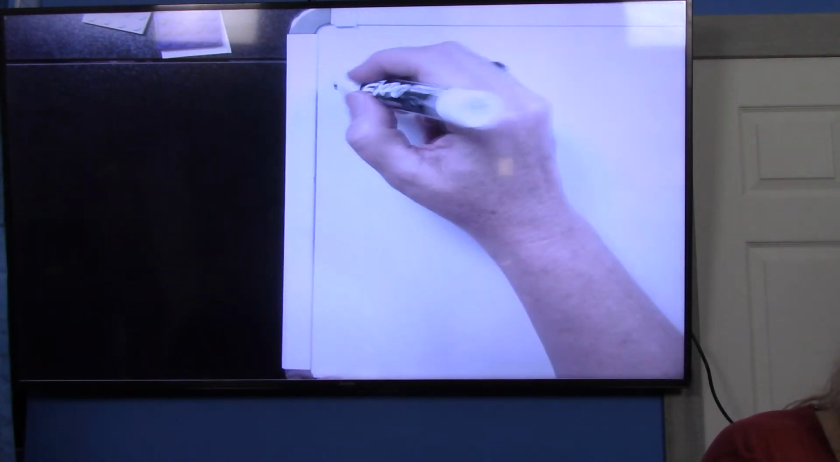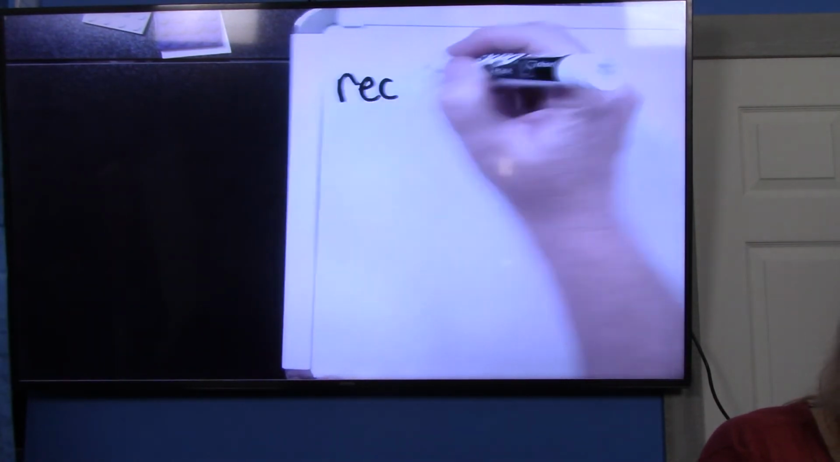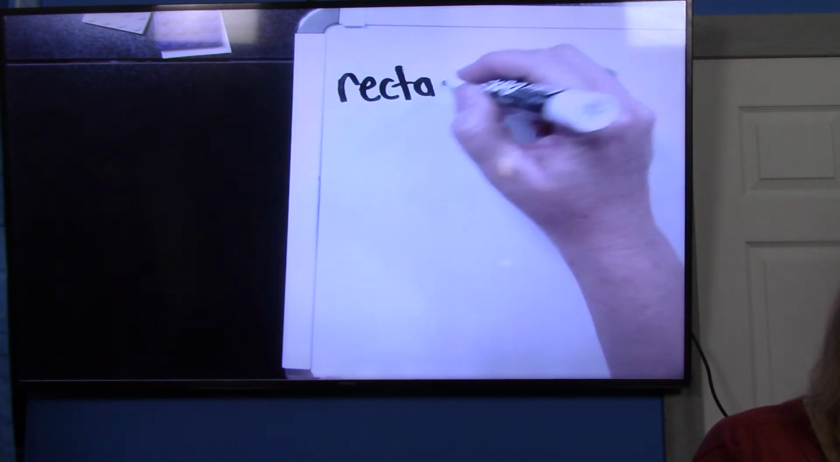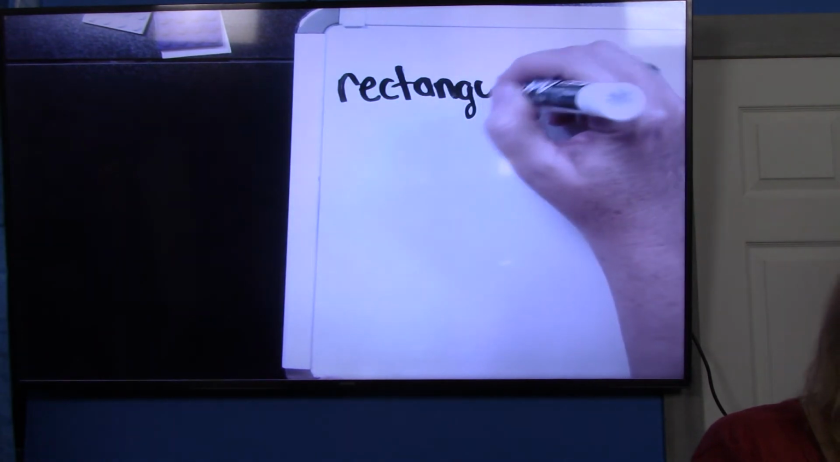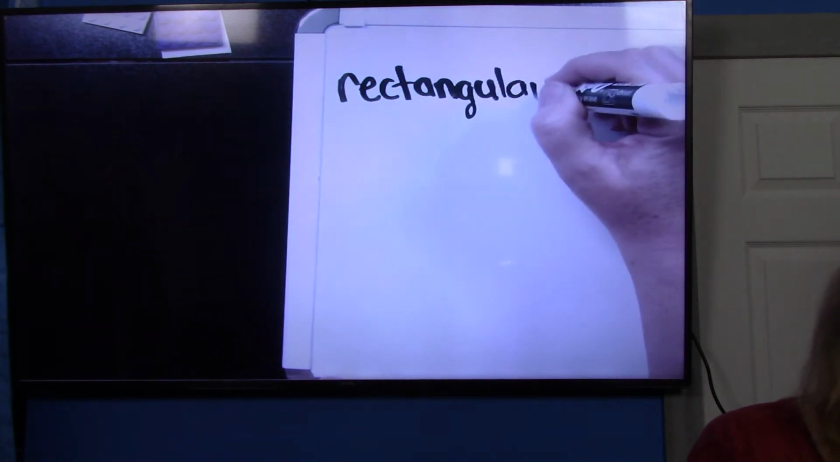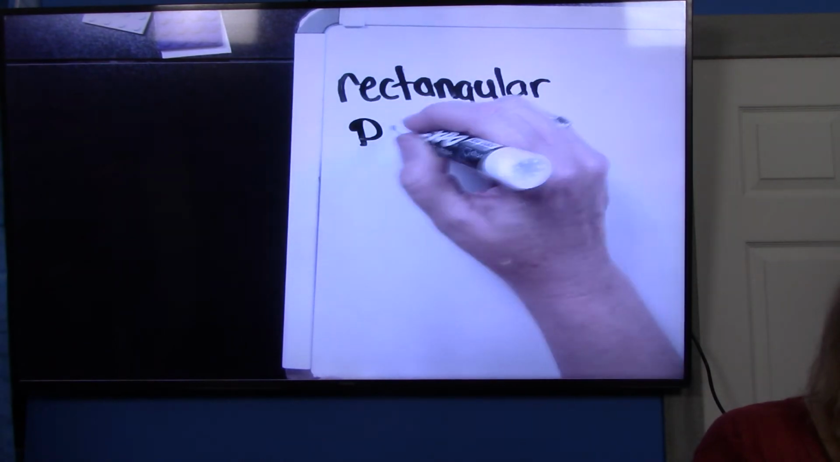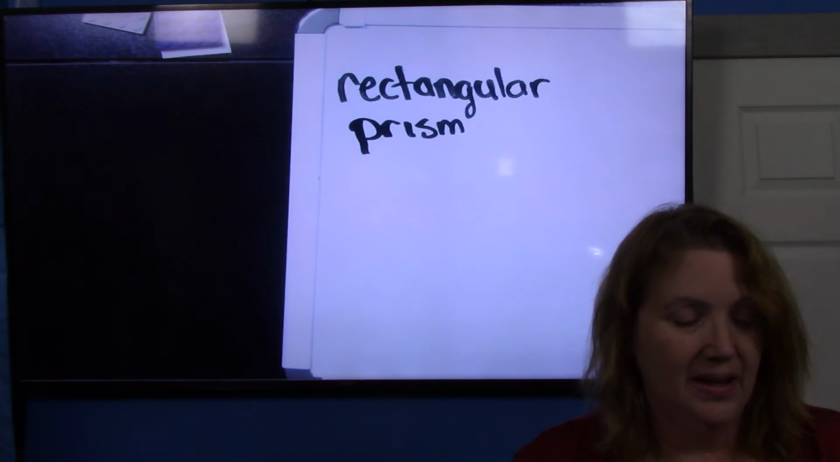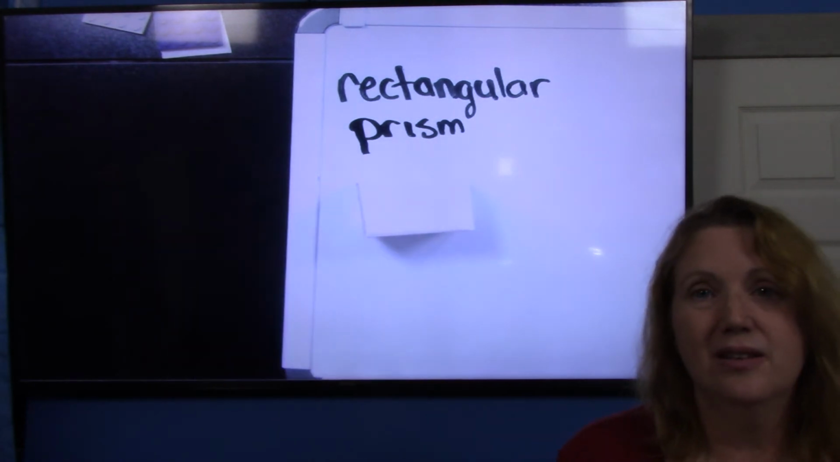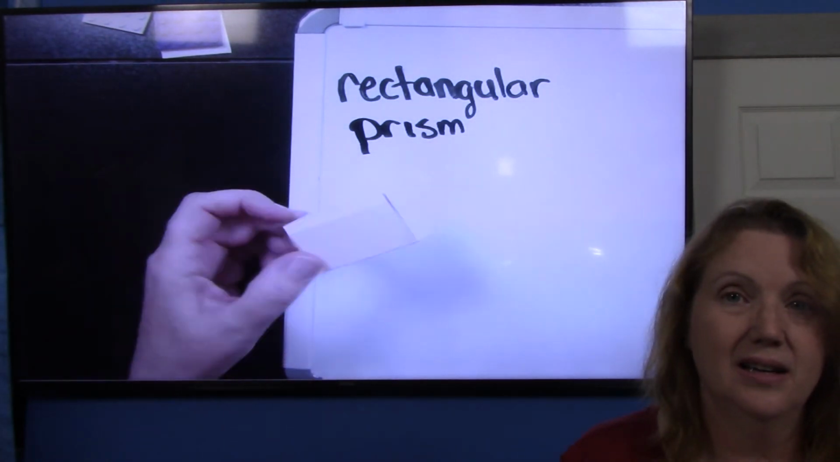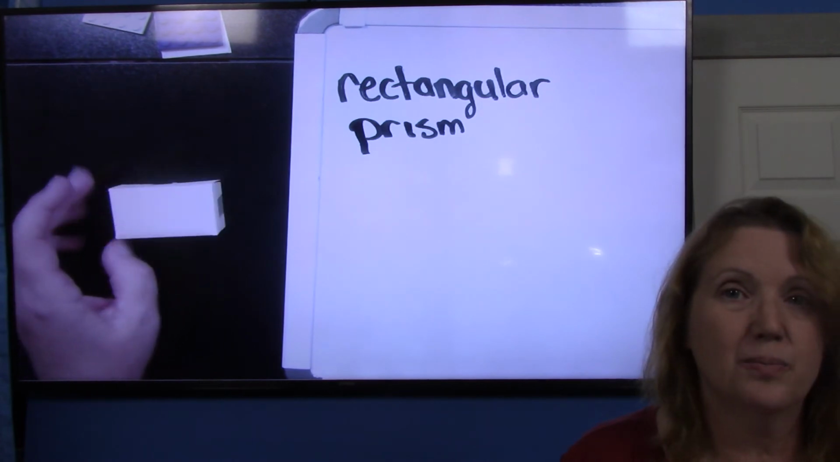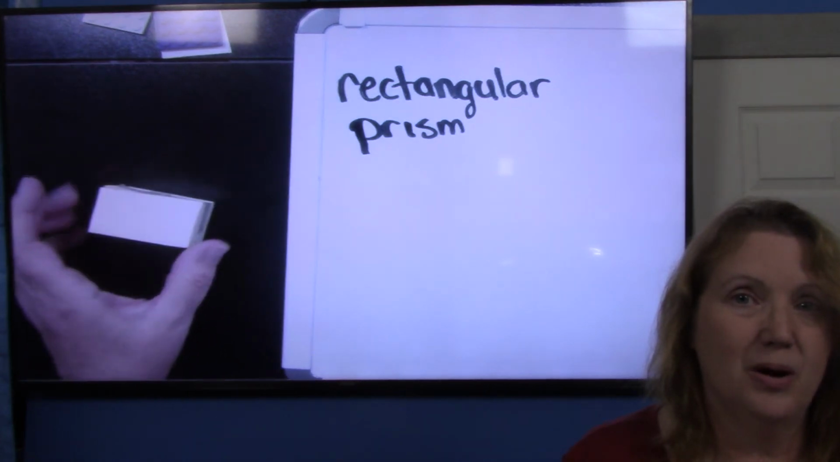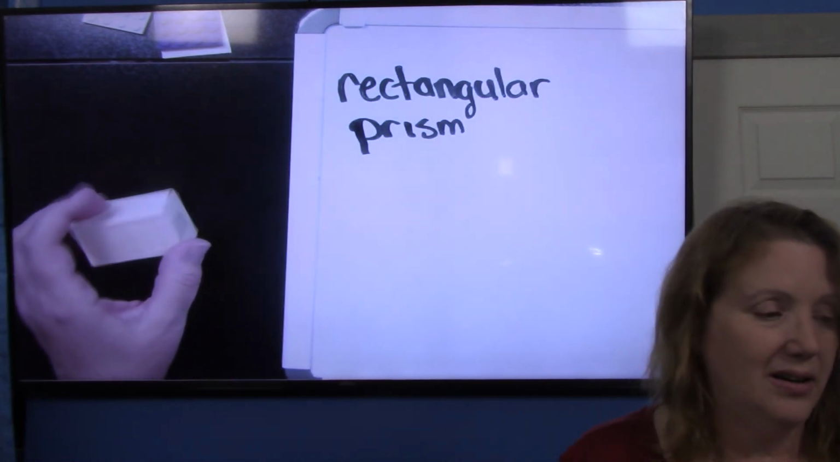So I have a rectangular prism, it's called. Rectangular prism. And it looks like this. Looks like most boxes that you see. Okay? So rectangular prism, like any kind of box. You can check it out here.